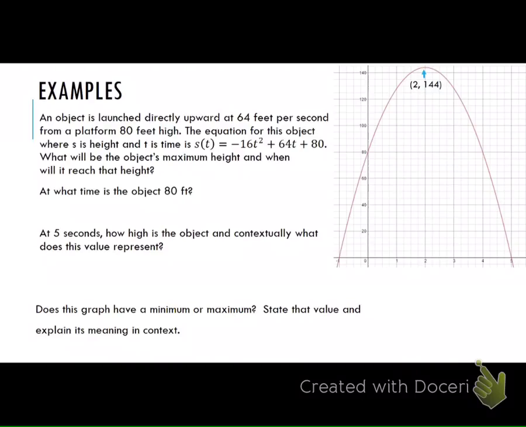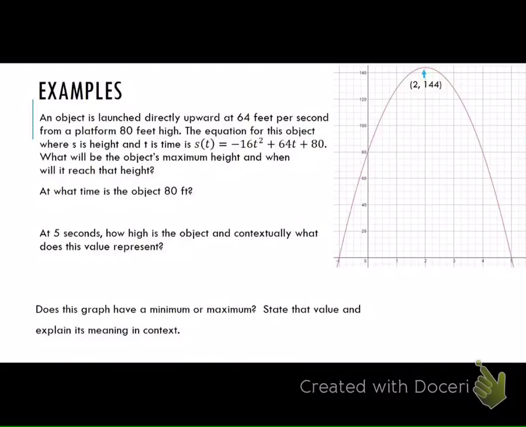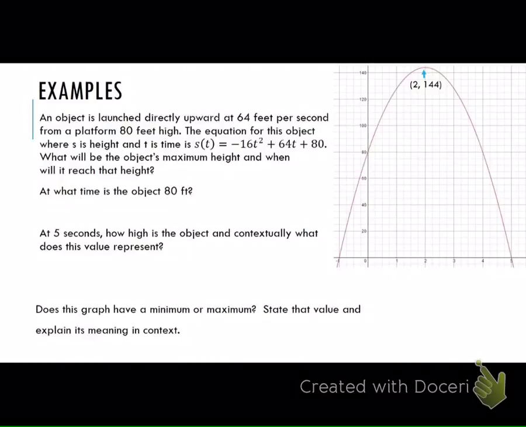All right, so an object is launched directly upwards at 64 feet per second from a platform 80 feet high. The equation for this object, where s is the height and t is the time, is s of t equals -16t squared plus 64t plus 80. What will this object's maximum height be, and when will it reach that height?